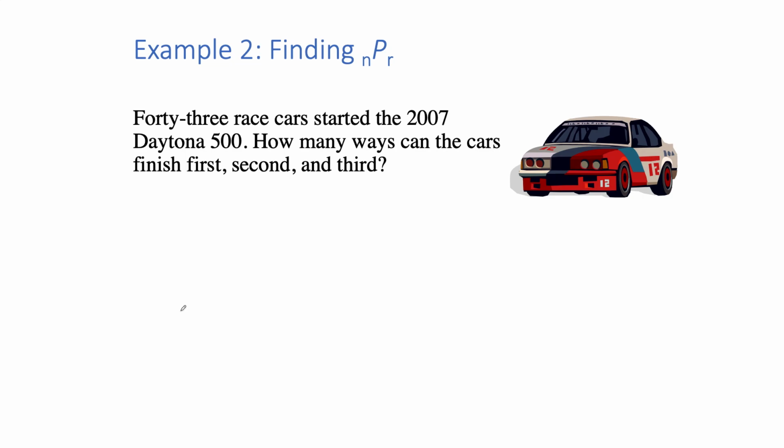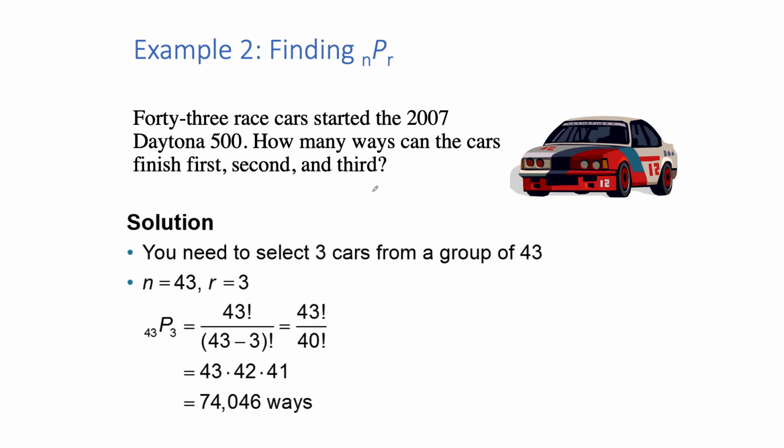So 43 race cars started the 2007 Daytona 500. There's 43 different cars that started the Daytona 500. We want to know how many ways the cars can finish first, second, or third. Again, think about the choices. You have 43 different cars to choose from. You have three positions to fill.